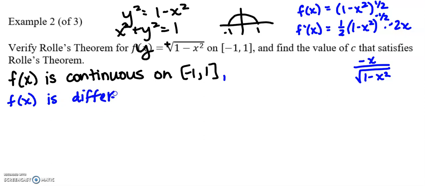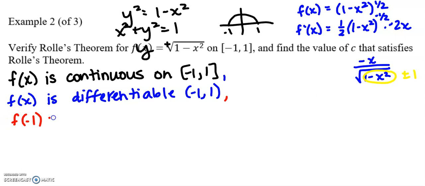Because the only place that we have any discontinuities on the blue function, the f prime, would be if the bottom was equal to plus or minus 1, but we're not including plus or minus 1 in our intervals, so we're all good. The last thing that I need to check is f of -1 equal to f of 1, and the answer is yes, because f of -1 is going to be 0, and f of 1 is going to be 0.